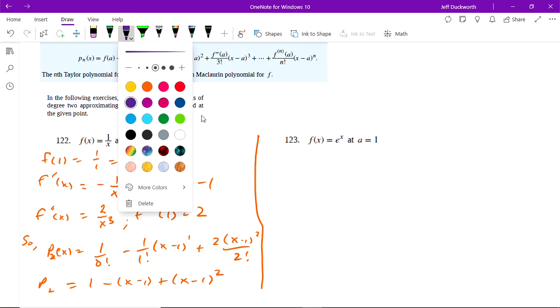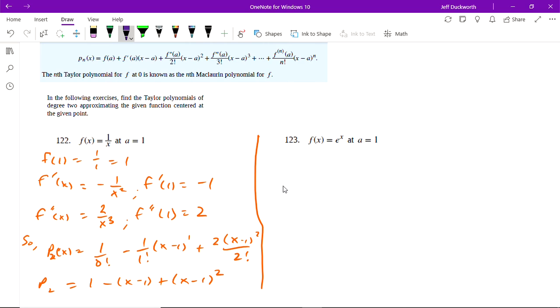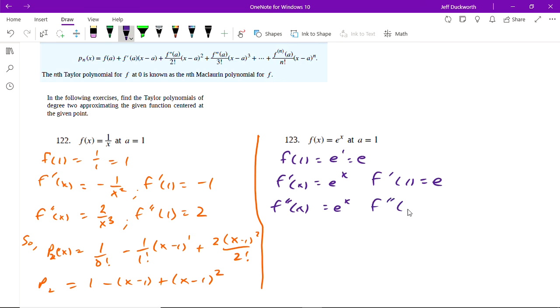All right, let's do this one here. We'll do e to the x. E to the x derivative is very easy. Derivative of e to the x each time is just e to the x. So f evaluated at 1 will equal e to the 1, which is e. F prime of x is e to the x. F prime at 1 is also e. Second derivative, still e to the x, and still e. So this one should be pretty easy.